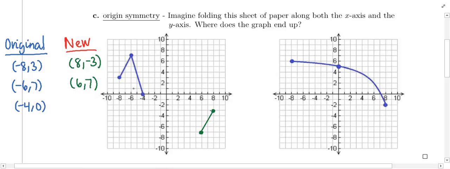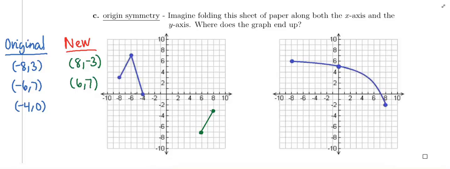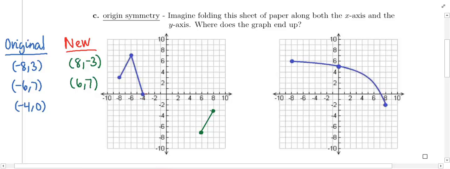Finally, we need to figure out where -4, 0 goes. I'm going to first fold the sheet of paper along the x-axis because this point is on the x-axis. When you fold the sheet of paper along the x-axis, the point doesn't move. So now I've got to flip about the y-axis. Where it is right now at -4, 0, it is 4 units to the left of the y-axis.